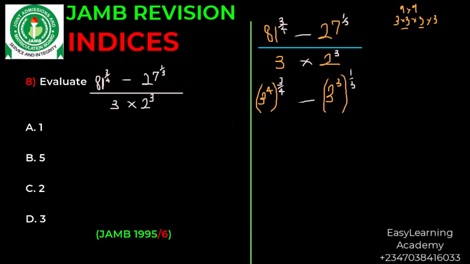Then let's proceed down to our denominator. Everything was all over 3, and then it was 3 times 2, and the 2 was raised to the power of 3. Let's have our 3 here. Okay, so now let's work on this power.